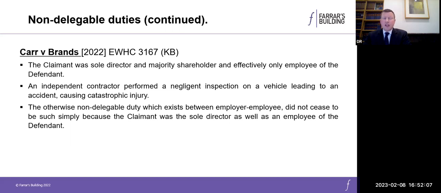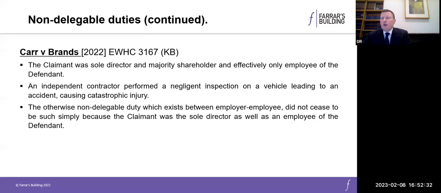And this case deals with an array of particular issues relevant to employers' liability. But one of the points it deals with is that the non-delegable duty of an employer exists even in the one-man band type scenario. The claimant in this case was a sole director and majority shareholder. I think his wife held a few shares.